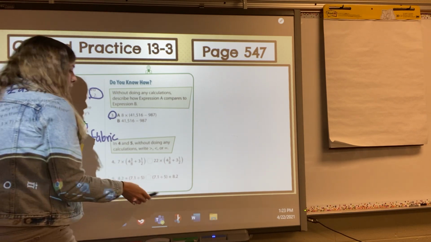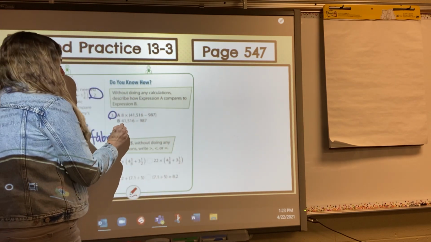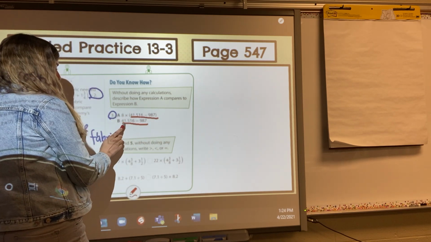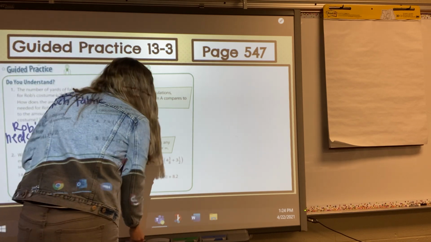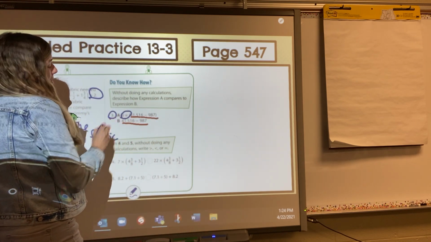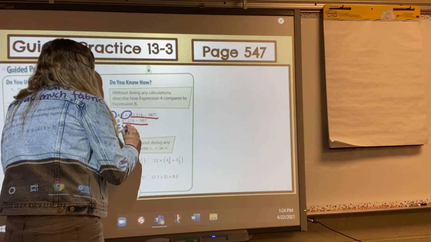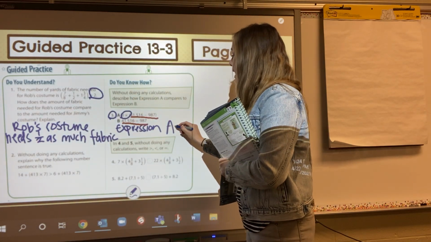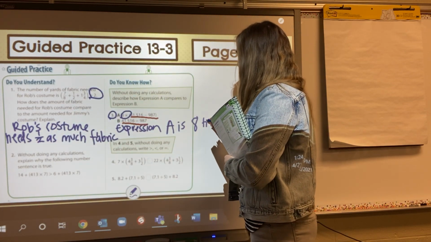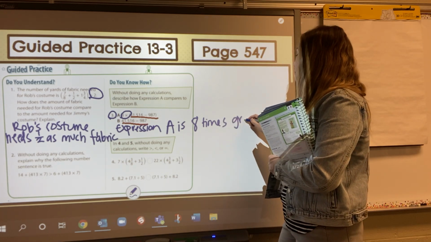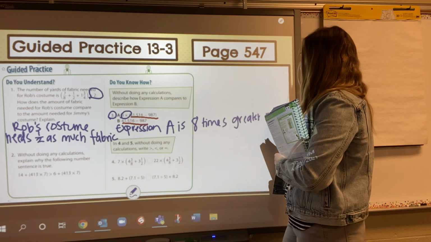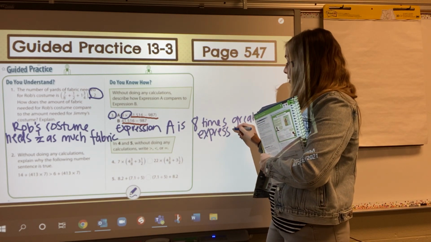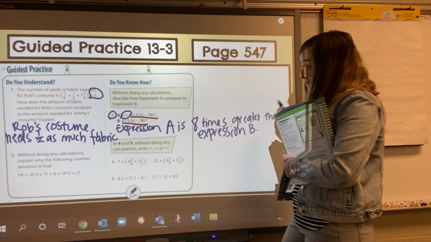Okay, so what you should have noticed is that our difference expression is the same. So you can see 41,516 minus 987. What is different between these two is this one has a times 8. So we could just say expression A is 8 times greater than expression B. And there we go.